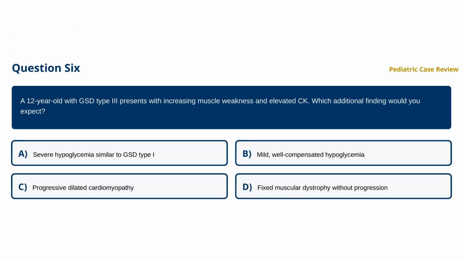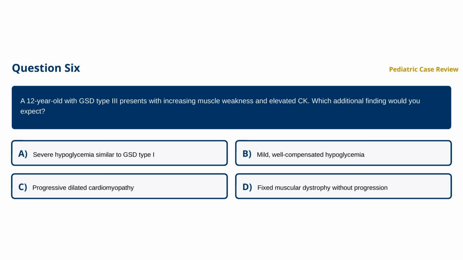A 12-year-old with GSD type 3 presents with increasing muscle weakness and elevated creatine kinase. Which additional finding would you expect? Option A. Severe hypoglycemia similar to GSD type 1. Option B. Mild, well-compensated hypoglycemia. Option C. Progressive dilated cardiomyopathy. Option D. Fixed muscular dystrophy without progression.